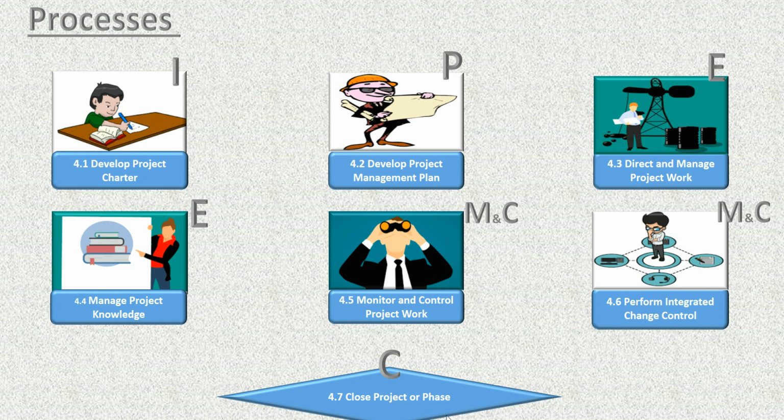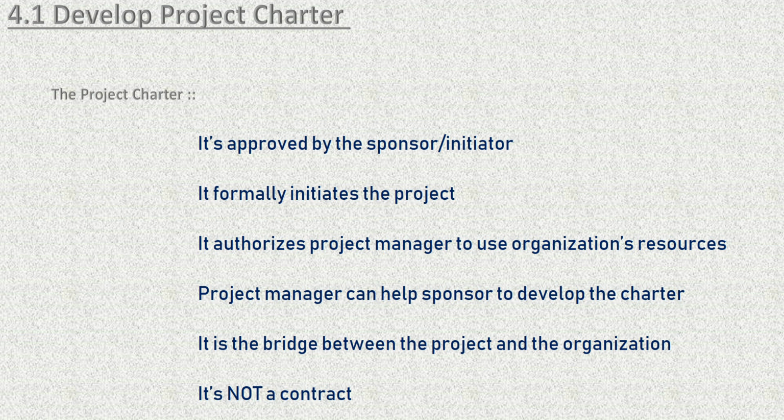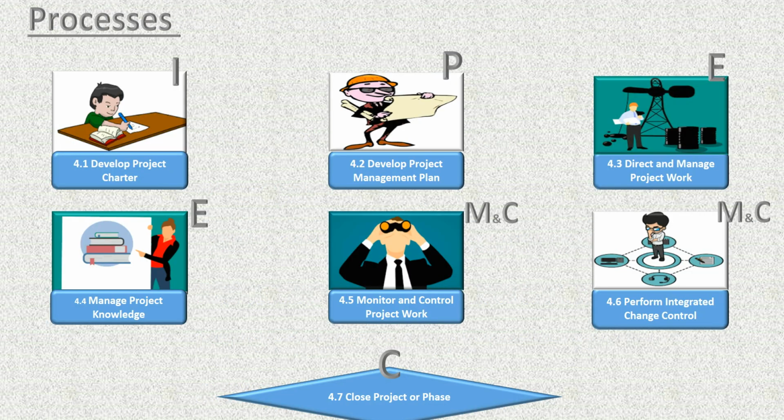The last one is close project or phase. This is simple. So whatever tasks or activities we need to do as part of closing the project come under this process, and that's why the process comes under the closing process group. Okay. So these are the 1, 2, 3, 4, 5, 6, 7. These are the 7 processes which come under the integration knowledge area, right? So this is all about the introduction of the project integration knowledge area.